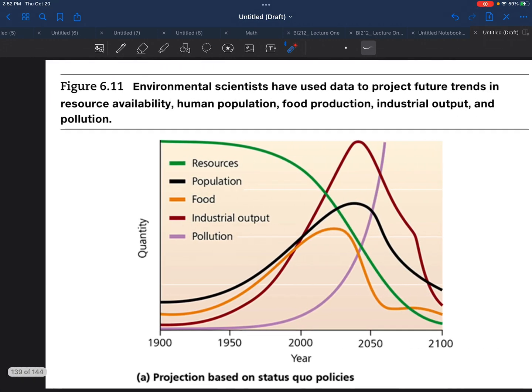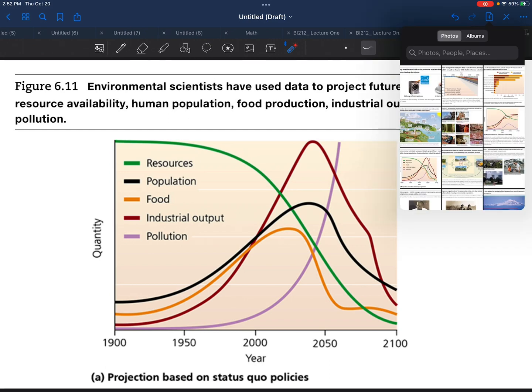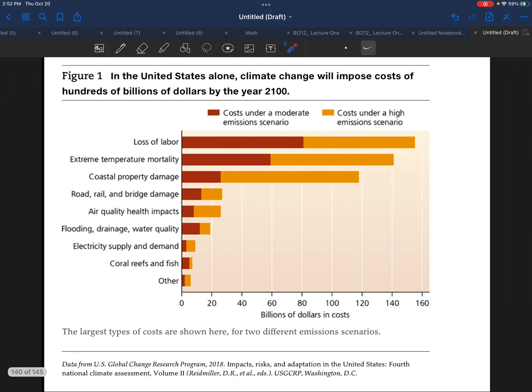This also relates to climate change. So I can look at a couple of diagrams related to climate change. We have the cost of climate change under our moderate emissions or under our high emissions. We missed the boat on the low emissions. And so we can see that the cost to our economy is going to be huge.